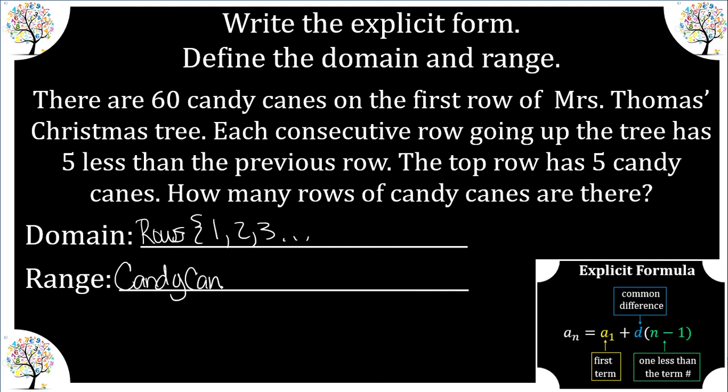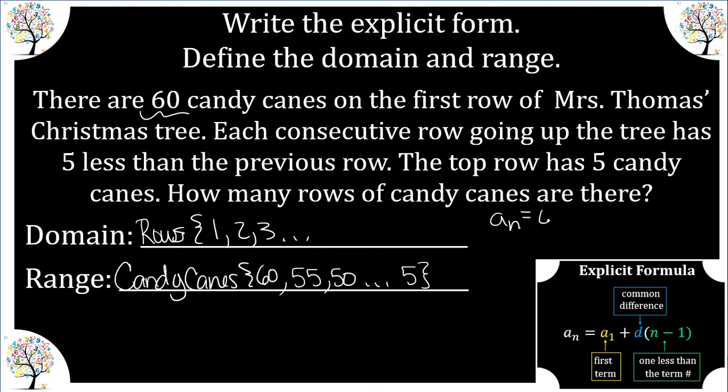Now, on row 1, there are 60. So we are given the very first element of our range. We didn't have to add anything to it. Then it said that each consecutive row, so the next row up, is going to be 5 less. And it says the top row has 5. So we're going to get all the way down to where there are 5 candy canes. So we need to know how many rows. So let's write our explicit form.